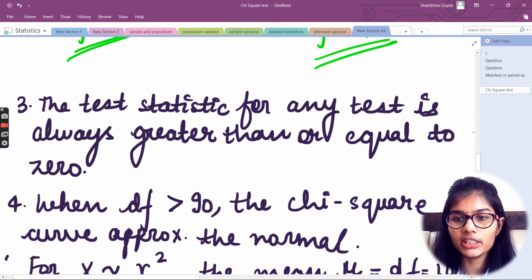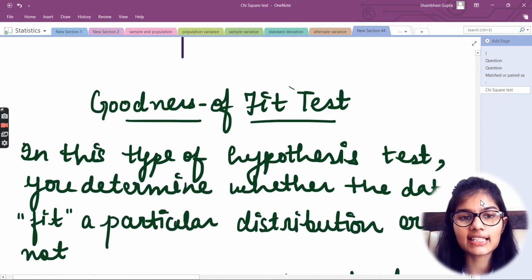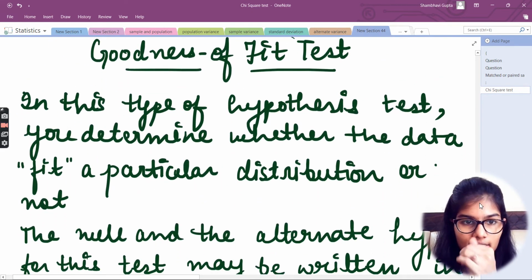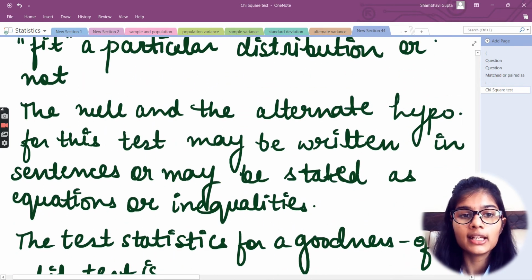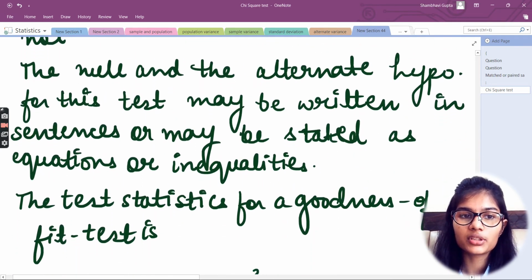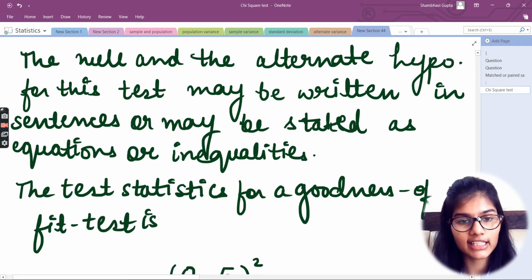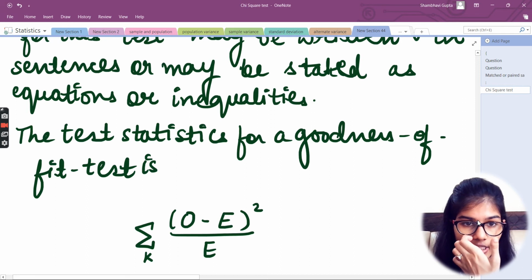So, in the previous video, we had studied the goodness of fit test, right? We had studied that in this particular type of hypothesis test, you determine whether the data fits a particular distribution or not, right? This is what you do. Now, the null and the alternate hypothesis for this test may be written in sentences or may be stated as equations or inequalities, right?